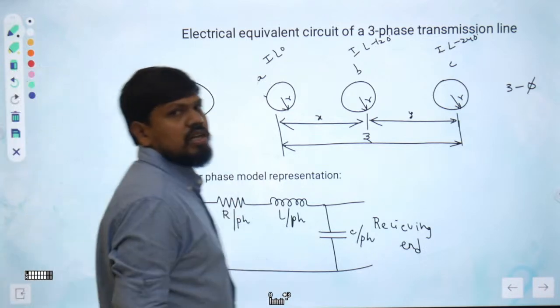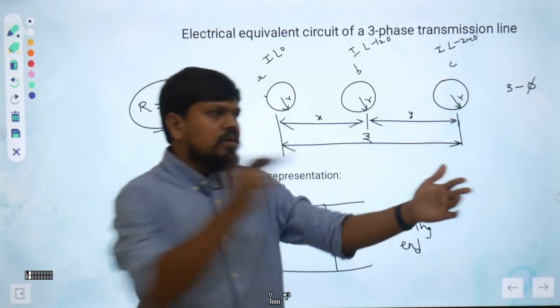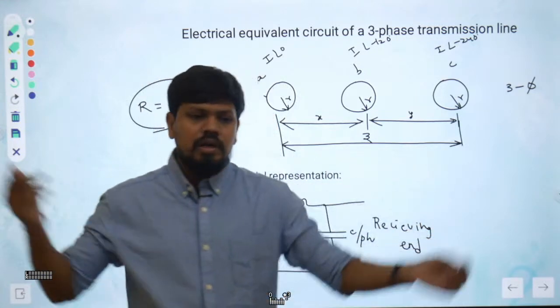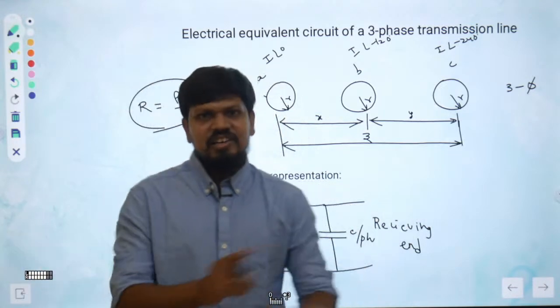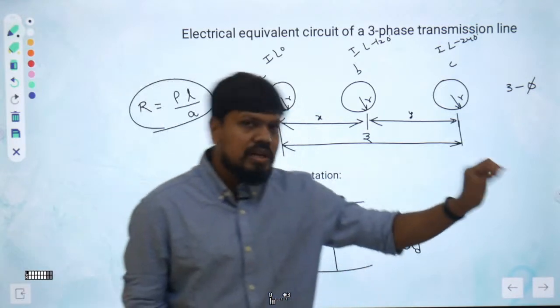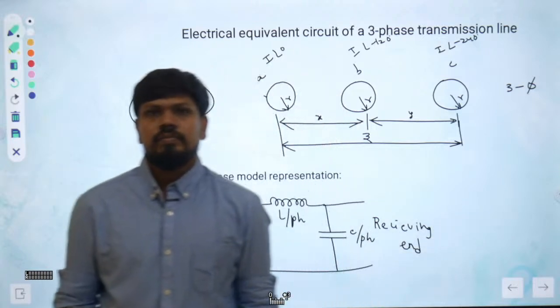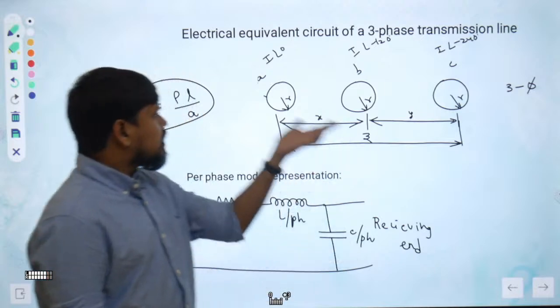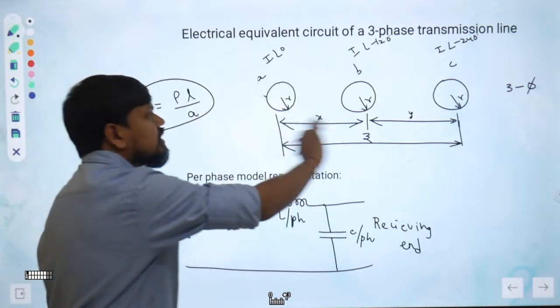Length of the transmission line, so from the sending end to the receiving end side. First transmission line 100 km, second transmission line 101 km, not possible, right? 100 km only. First transmission line 100 kilometers, second transmission line also 100 kilometers only. You understood, right? And the other one also 100 kilometers only. That means length is also same for all the three phases.